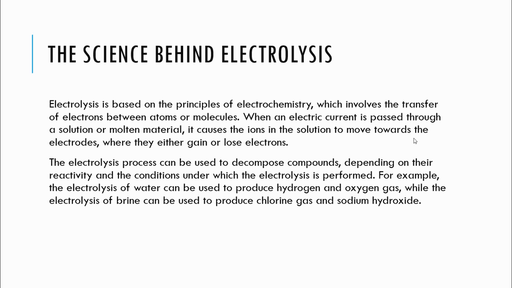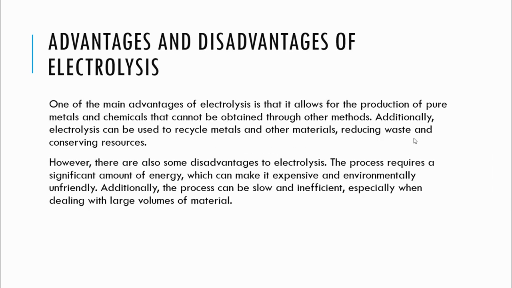The electrolysis process can be used to decompose compounds, depending on their reactivity and the conditions under which the electrolysis is performed. That's very important. For example, the electrolysis of water can be used to produce hydrogen and oxygen gas, while the electrolysis of brine, which is concentrated sodium chloride, can be used to produce chlorine gas and sodium hydroxide. It depends on the compound you are using and the conditions: is it dilute or concentrated? Are we using a reactive electrode or an inert electrode? All those things matter. That's just the idea behind this.